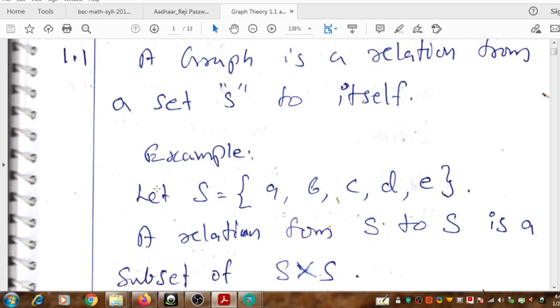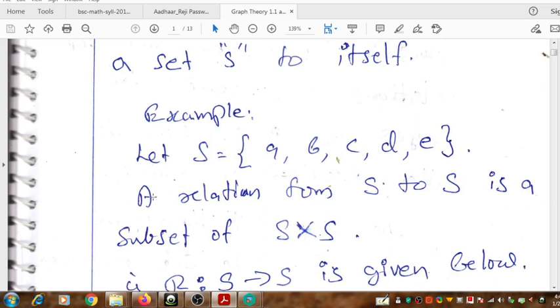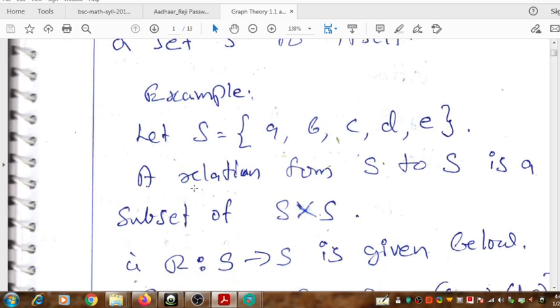For an example, consider the set S. It contains five elements A, B, C, D and E. So the set S is equal to the set {A, B, C, D, E}. A relation from S to S is a subset of S cross S, that you know. Any relation from S to S is a subset of S cross S.